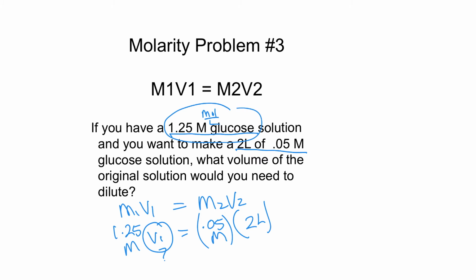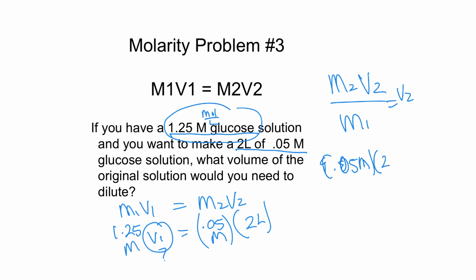So I can use my algebra skills. I can say M2V2 divided by M1 is equal to V1. Now I can just plug and chug. I can say my second molarity was 0.5 molar, and I multiply that times my second volume divided by my original molarity. Notice how my moles cancel. And if you had changed it to moles per liter, it would have canceled as well. The unit I have left is liters. If you do the arithmetic, your answer is 0.8 liters.